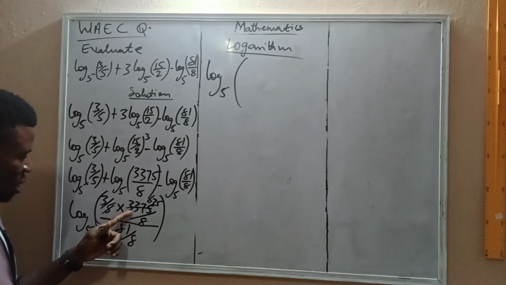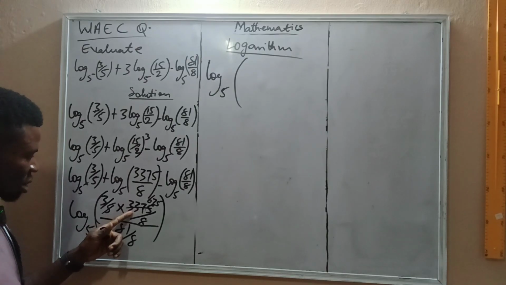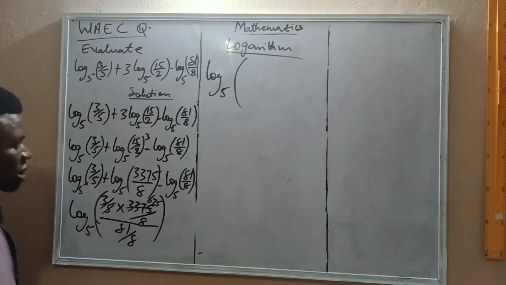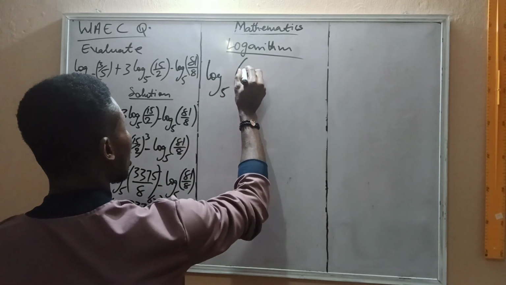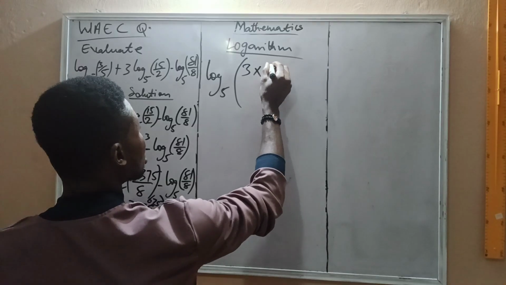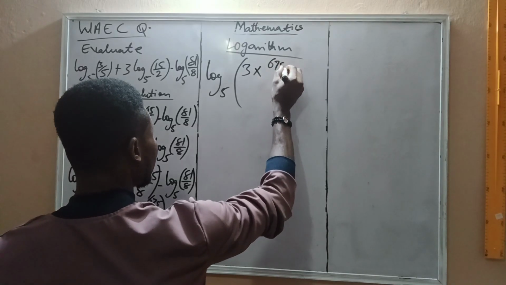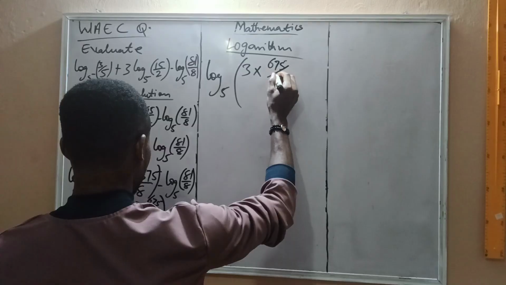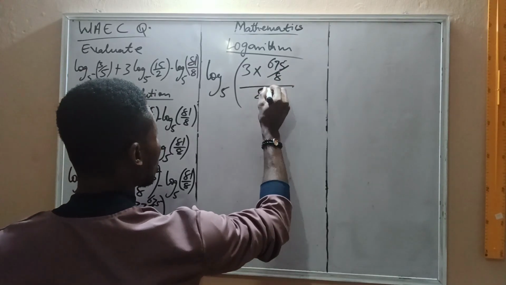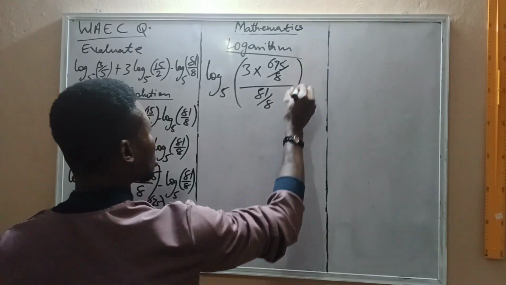675, because 5 in 33, we get 6, remainder 3. 5 in 37, we get 7, remainder 2. And 5 in 25, we get 5. So it's 675. Nothing else we can see. We have 3 multiplied by 675 over 8, all over 81 over 8, right?